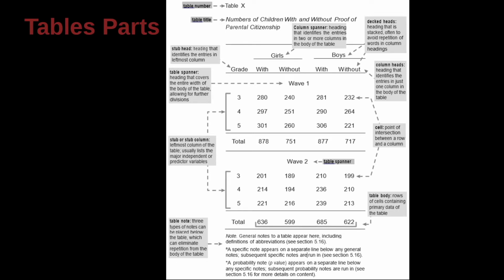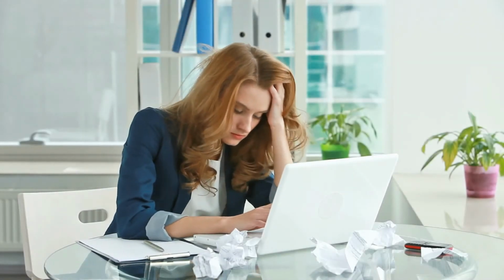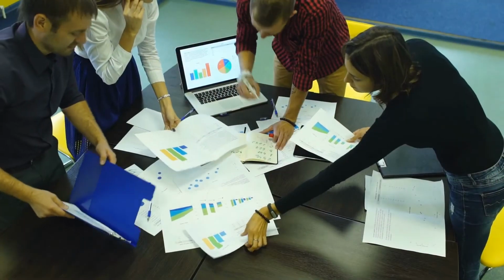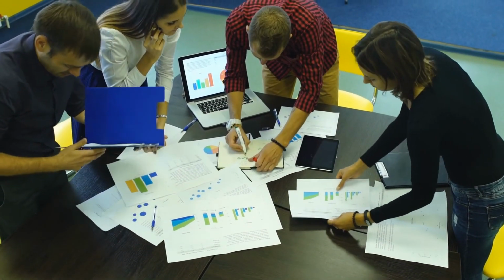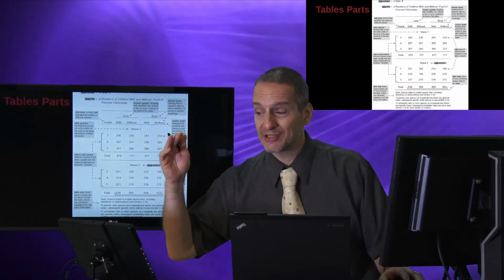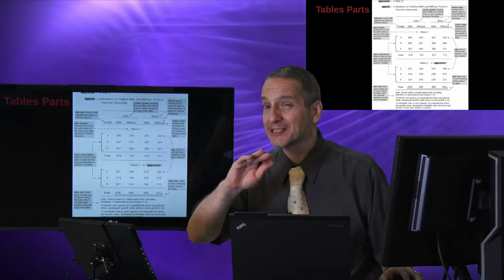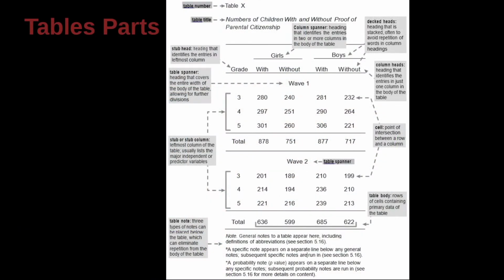Now here we have the APA guideline for what a table looks like, and all I can say is this has got to be the most complicated table I've seen because it includes all the possibilities of what you can do in a table. I'm sure there's more combinations, but here are the basic pieces to a table. So look at it with me over here. What we have is the table number up top here, table X, and then we have the table title, so the title of the table.